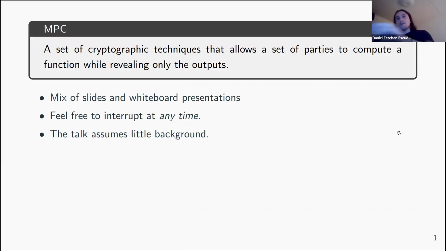All right, so the format for this talk is going to be a mix of slides and whiteboard. I'm going to use the whiteboard from time to time. Not a lot, actually, but I'm going to resort to it from time to time. And I think it's fair. You can interrupt me at absolutely any time.